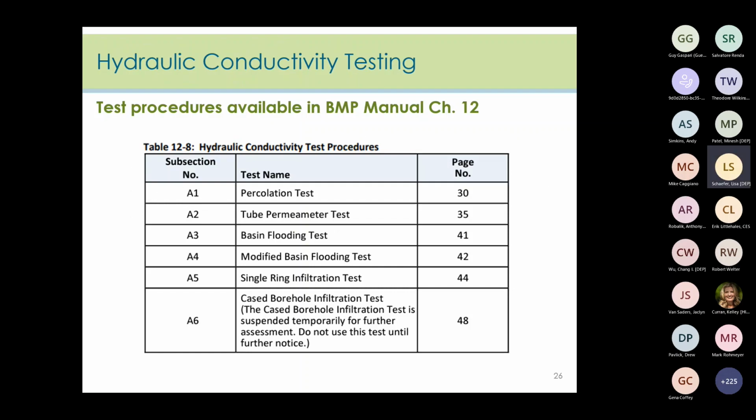Okay, the test procedures and the conversion equations for the tests shown here, you'll see that on the next slide, are available in Chapter 12 of the BMP manual. And there are also worksheets for some of these. All right, the case borehole method is suspended temporarily for further assessment, but don't use this test. But we do have everything else here in subsections A1, A2, 3, 4, and 5. Now, for the double ring infiltrometer, the well permeameter, and other permitted testing methods, you can obtain them from the American Society for Testing and Materials, or the organization, of course, that's publishing the test method.